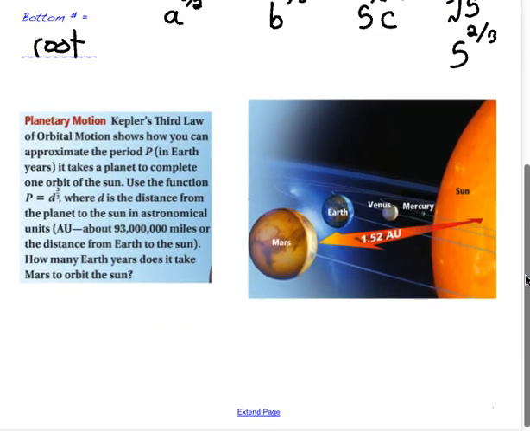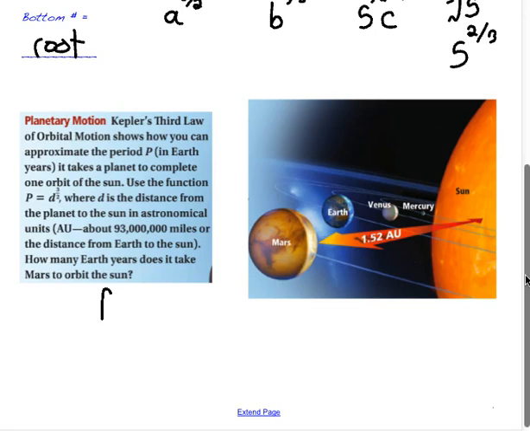All right, before we move on to our next idea, let's take a look at a word problem. Kepler's third law of orbital motion shows how you can approximate the period p in Earth years it takes for a planet to complete one orbit around the sun. Use the function p equals d to the 3 halves, where d is the distance from the planet to the sun in astronomical units. How many Earth years does it take Mars to orbit around the sun?